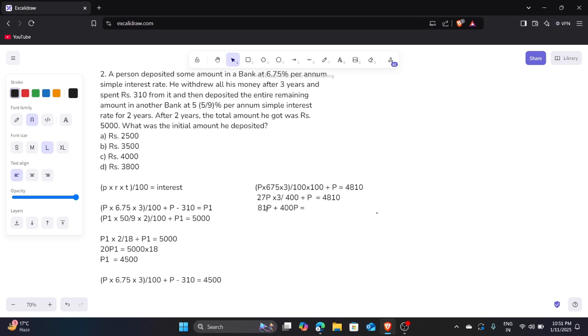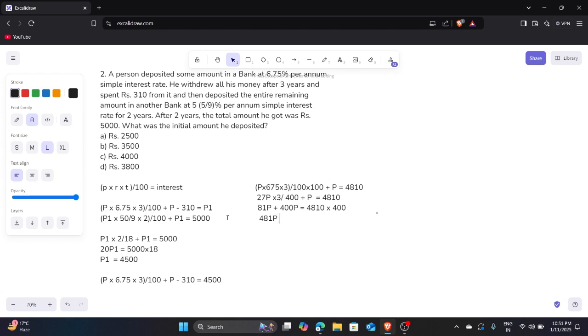So what now? 400 goes to this side for multiplication. So it is a little bit big number now. Take 4, 8, 10 multiplied by 400. Okay, so now you have to add these numbers. So 481. Here also you add. So what? Like 481.